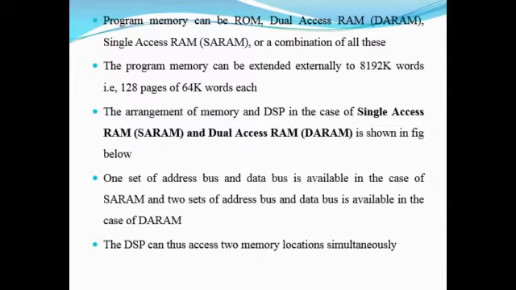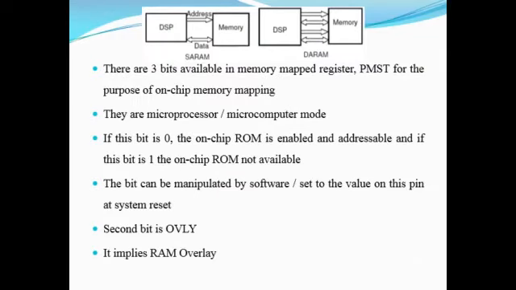So the DSP can access two memory locations simultaneously. Due to this, I can say that the DSP can access two different memory locations simultaneously. So we can see how they are interfaced. One is a DSP device. We can see the address and the data connected or interfaced to a memory, which constitutes SA RAM. Similarly, for a DA RAM, the DSP is connected to a memory with address and data in two different configurations, two sets of data and address. So here we can see that in SA RAM it is a single set of data and address.